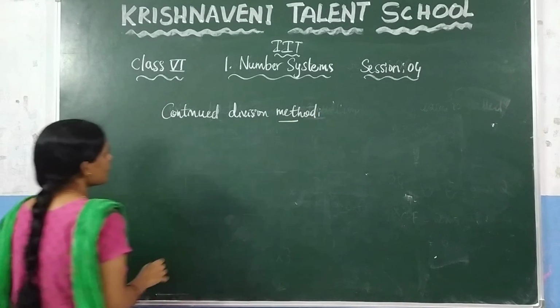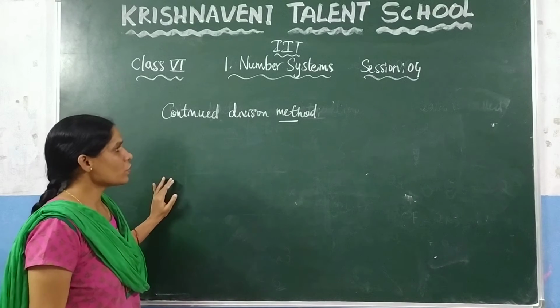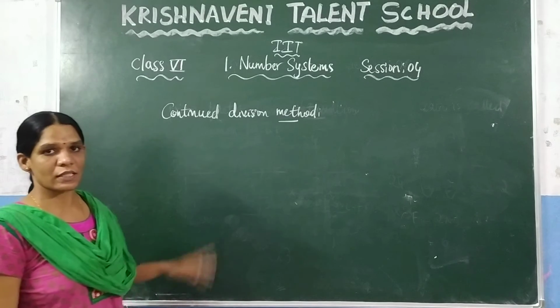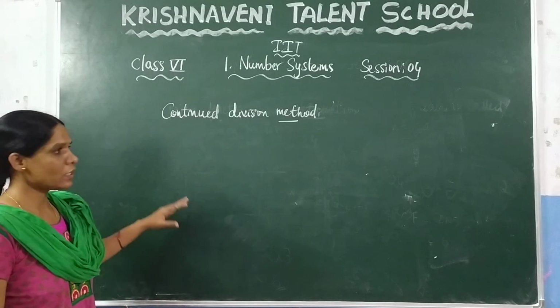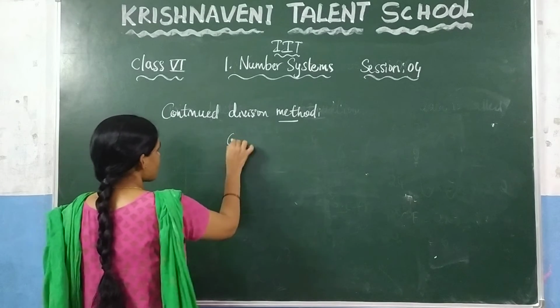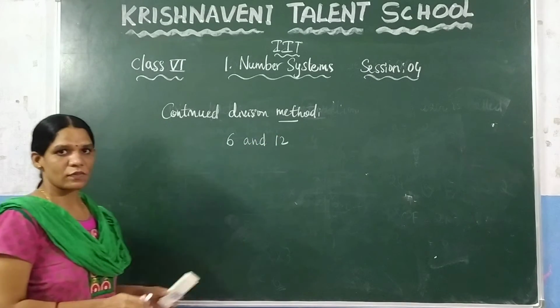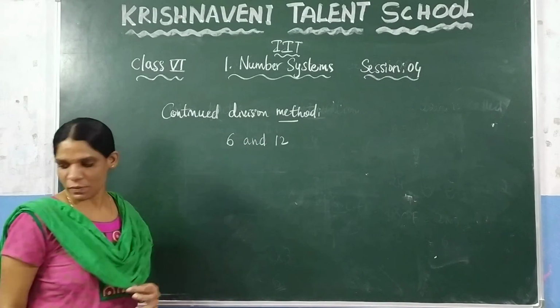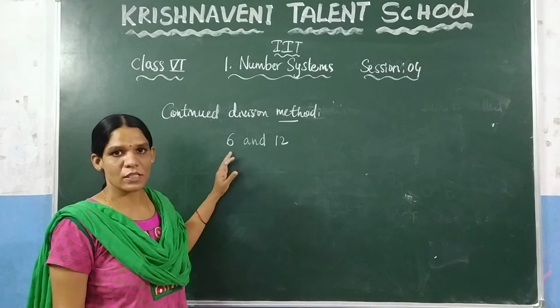This method was invented by the famous mathematician Euclid, and you are going to learn about that mathematician in the later classes. Now see here what the continued division method is. Here let us consider the same example, 6 and 12. If you want to find the HCF of 6 and 12 by using the continued division method, here you need to divide the largest number by the smallest number.